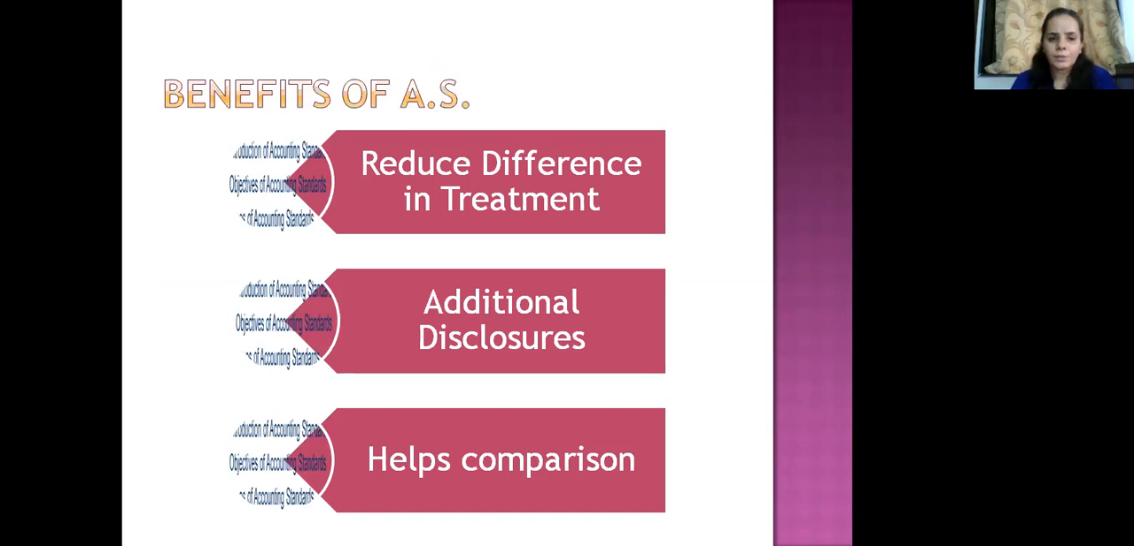Student, on the basis of the above discussion, I have categorized the benefits of accounting standards into three categories. First, it reduces the difference in treatment. It means different transactions are treated in different ways in different businesses. The guidelines given under the name of accounting standard will reduce the differences in treatment. Second, additional disclosure. Different accounting standards need different disclosure. So if all follow the same accounting standard, it means there will be full disclosure from the business side. And last, it is very easy for all users as well as the auditor to make comparisons between two companies, two years, or the same year's first quarter, second quarter, and third quarter, and so on. These are the benefits of accounting standards.